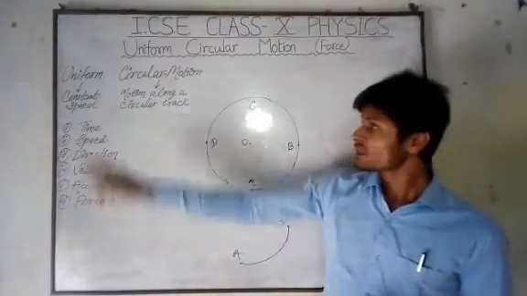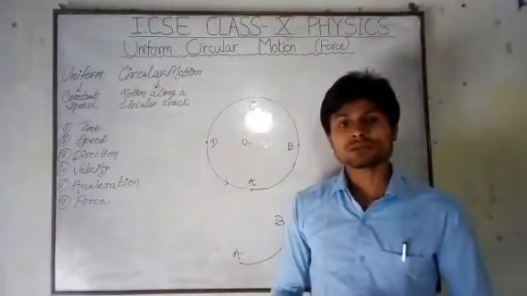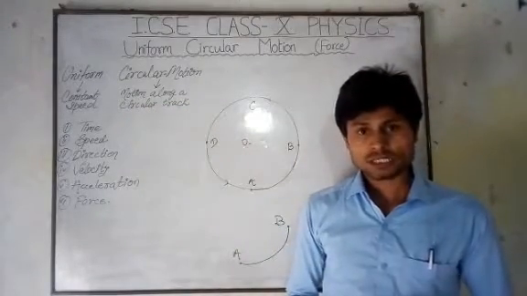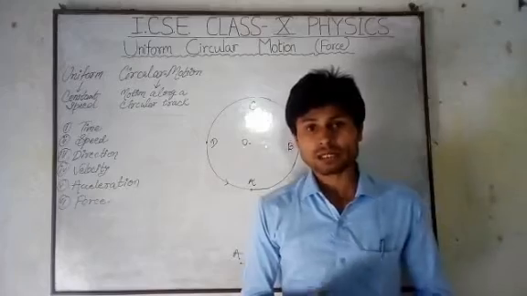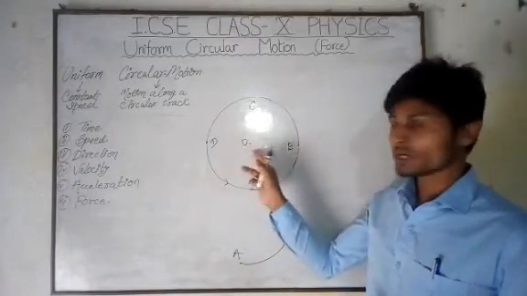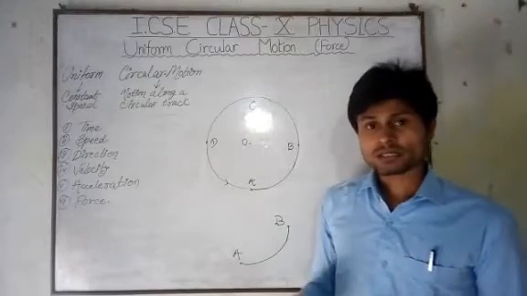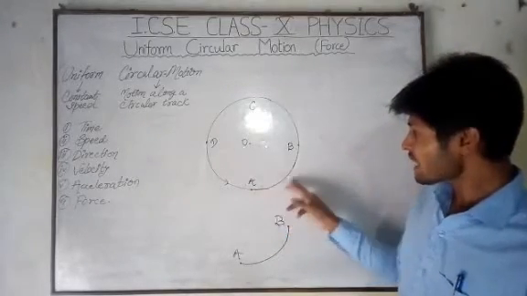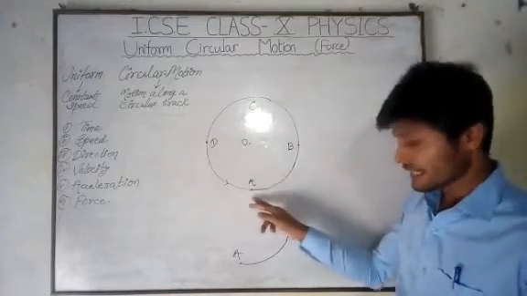Let us start with the term circular motion. As we all know, motion along a circular track is called circular motion. If we take the example of a particle that moves along a circular track around the central point O, then the particle is said to be in circular motion. That is, the particle moves from A, B, C, D to A again.